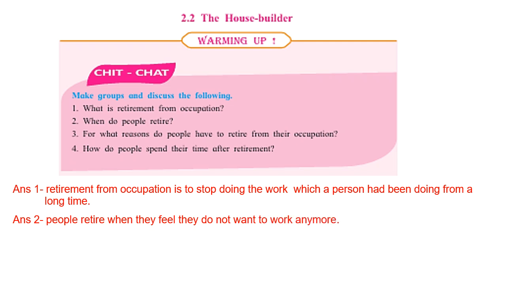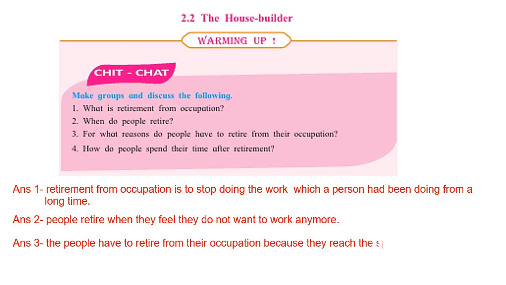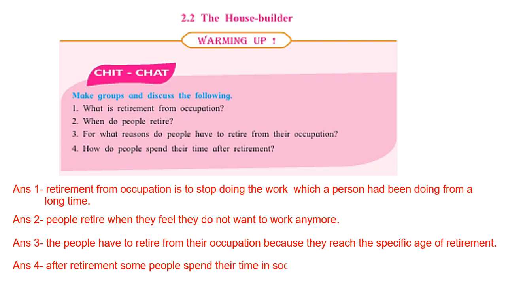Question number 3. For what reasons do people have to retire from their occupation? Answer. People have to retire from their occupation because they reach the specific age of retirement. Question number 4. How do people spend their time after retirement? Answer. After retirement, some people spend their time in social service. Some get busy in their hobby.